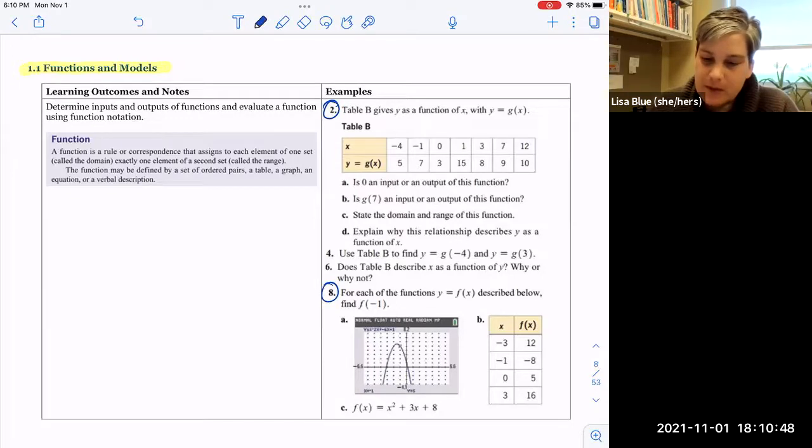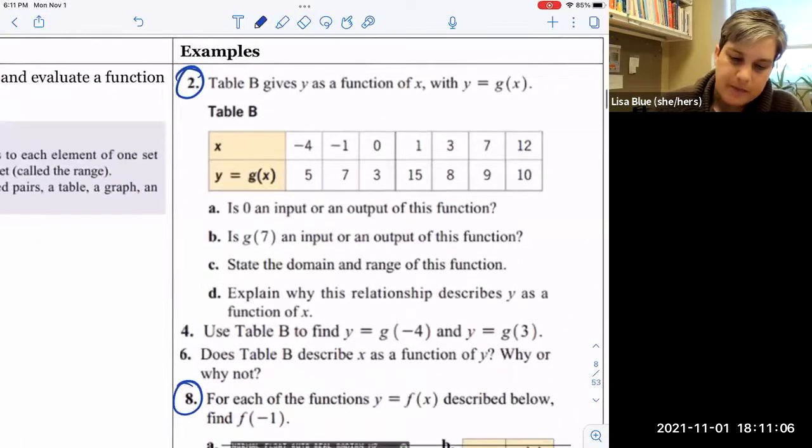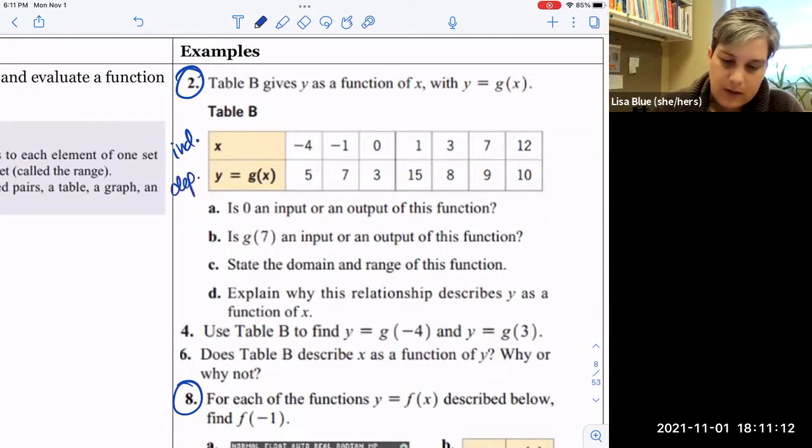Okay, so number 2, table B gives y as a function of x with y equals g of x. So they're using that function notation. And it's important to realize that whenever you're working with this type of information, x is going to be our independent variable and y is going to equal our dependent variable. So y depends on the value of x. So for that reason, because x is an independent variable, you can think of that as the input, and you can think of, well, y is a function of x, so this is going to be an output.